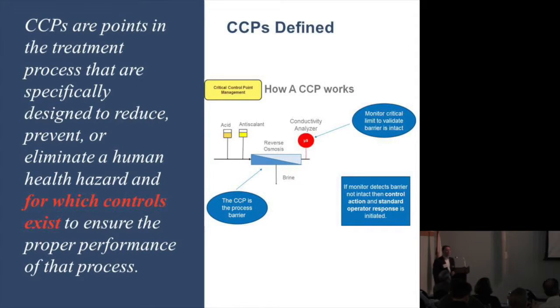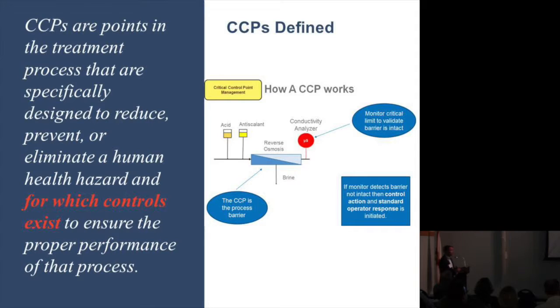So critical control points, this is a term that we're seeing more and more come up in projects, but it's really important to define it. And I don't want to spend a ton of time on this, but it's so critical that you understand two things. First of all, critical control points are specifically designed to reduce, prevent, or eliminate human health hazards. So we're talking specifically about human health, not asset management, not production of the facility.